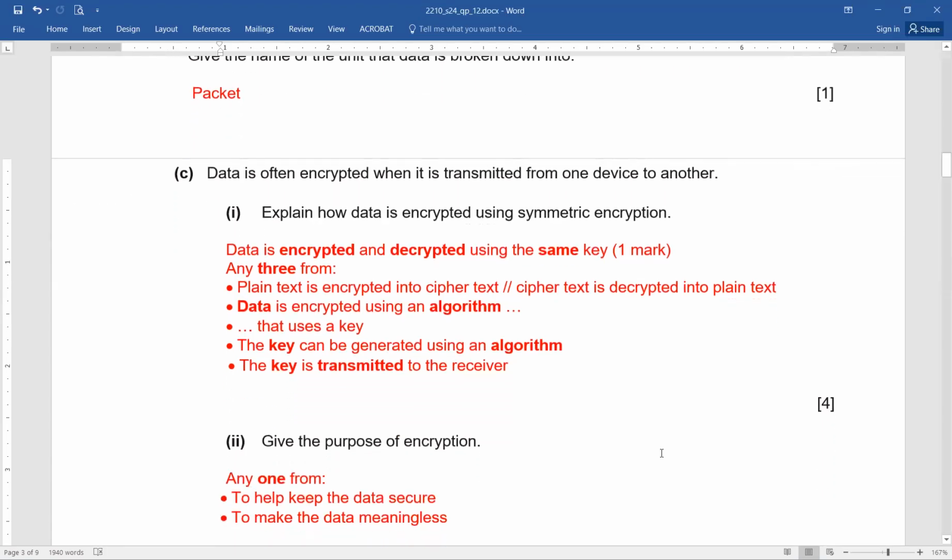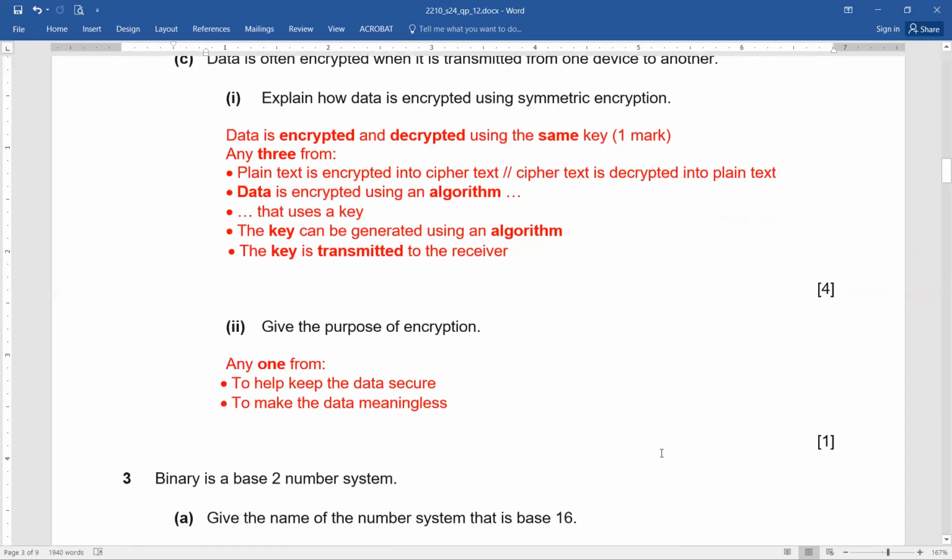To help keep the data secure, to make the data meaningless. I hope that we remember, isn't it? Why do we encrypt the data? Simple. Just to keep our data secure. Simplest of all. And it's a 1 mark question.